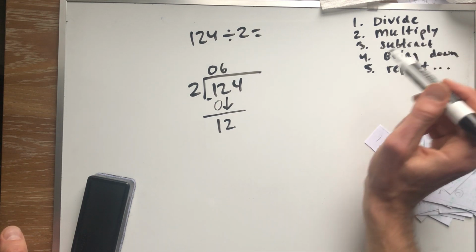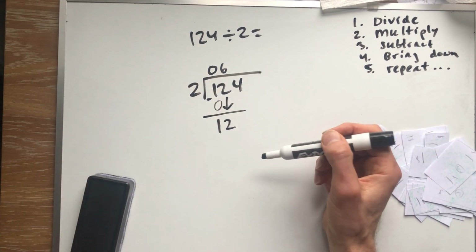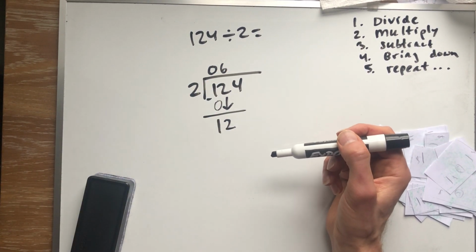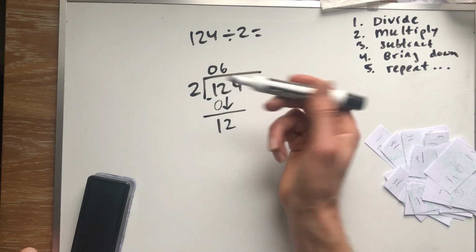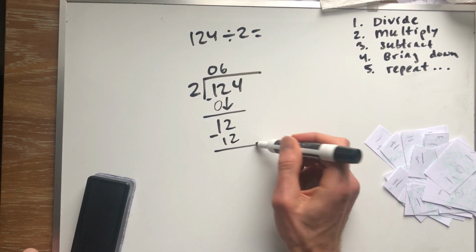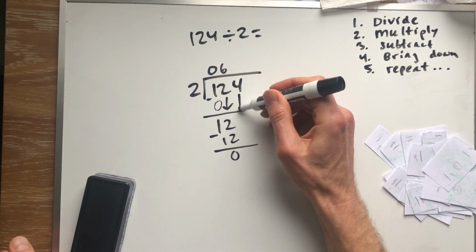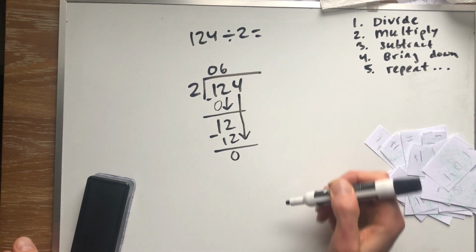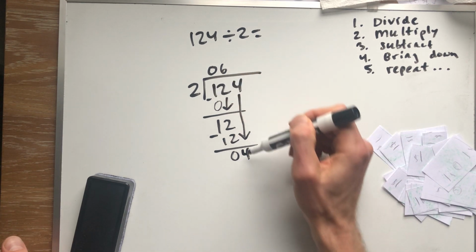And now we multiply to see how many we just gave out. So each guy just got 6 tens. So how many did we just give out? Well, 6 times 2 is 12. We just gave out all of them. Subtract. We have none left. Now we bring down the 4. And now we can finish it. 2 times what equals 4?